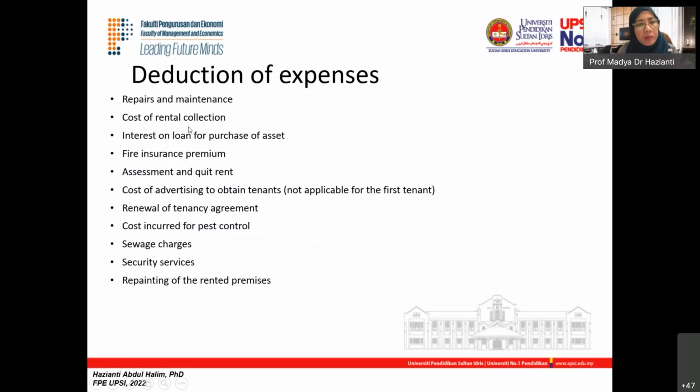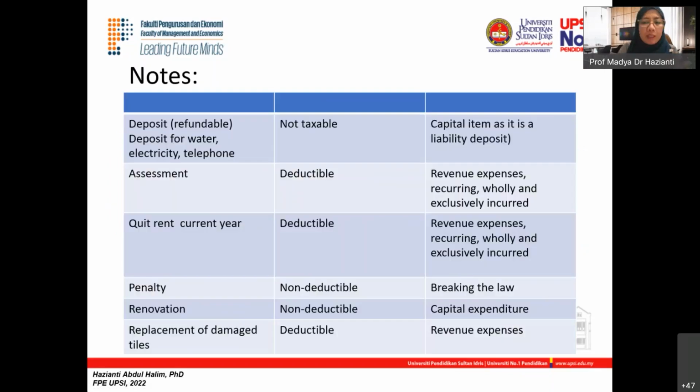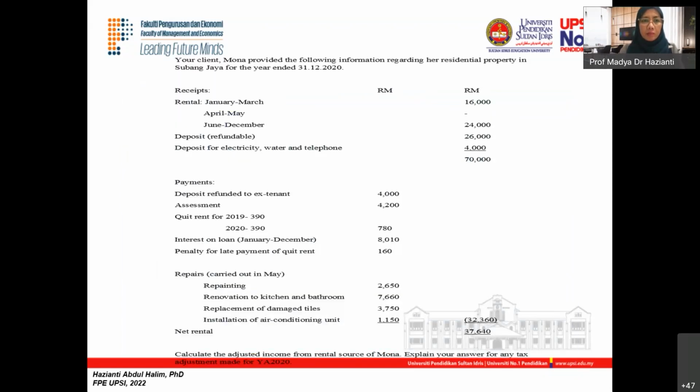For example, repair and maintenance, cost of rental collection, interest on loan, fire insurance, assessment, quit rent, sewage charges, security charges, repainting of the rented premises pun boleh. Ini pun I presented last week, the difference between the expenses that are deductible and non-deductible. So deductible means boleh tolak lah daripada our rental income. So non-deductible ni tak boleh tolak. Okay, ni pun kita dah tengok Mona tu. Kita dah buat yang ni kan?